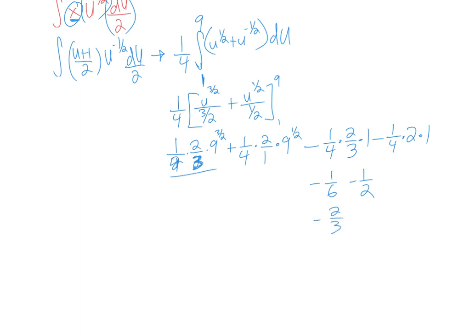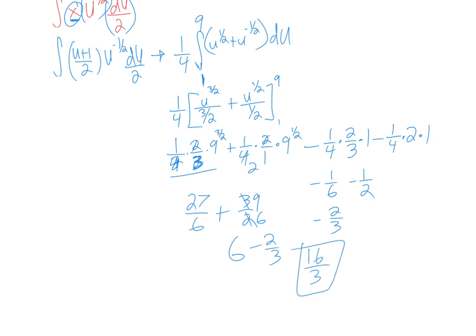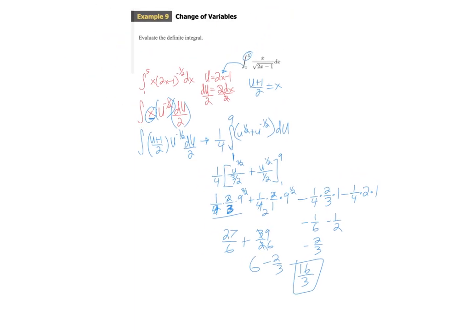And then here, my 2's cancel, so I've got 27/6 plus 3/2. 27/6 plus 3/2, this would be 9/6, which equals actually 6 minus 2/3, 5 1/3, or 16/3. Okay. Now I've done this problem.